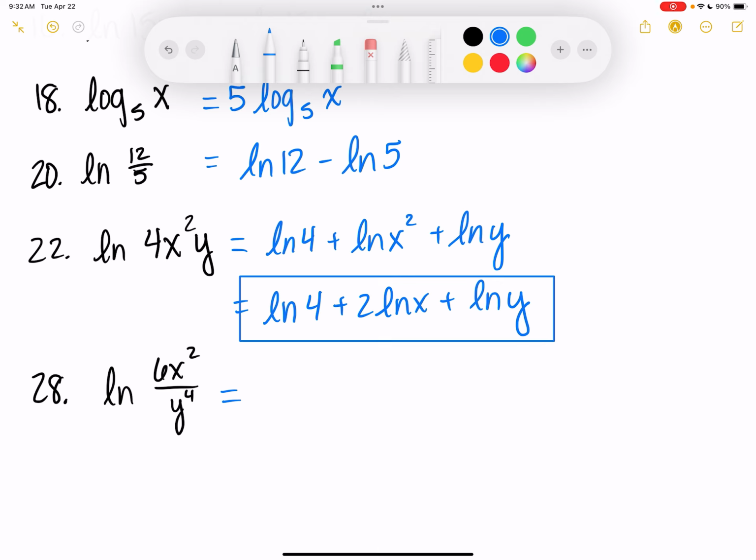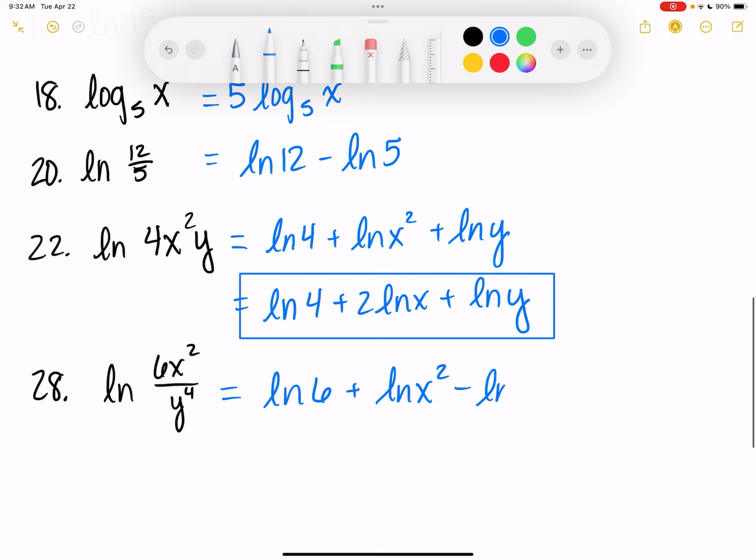So if you have stuff on top that's being multiplied, we're going to be adding those things, and then we're going to be subtracting off the log of the bottom. I would do this one in steps because there's so much happening. So I would have the ln of 6 plus the ln of x squared. Then this is on the bottom, so minus the ln of y to the 4th.